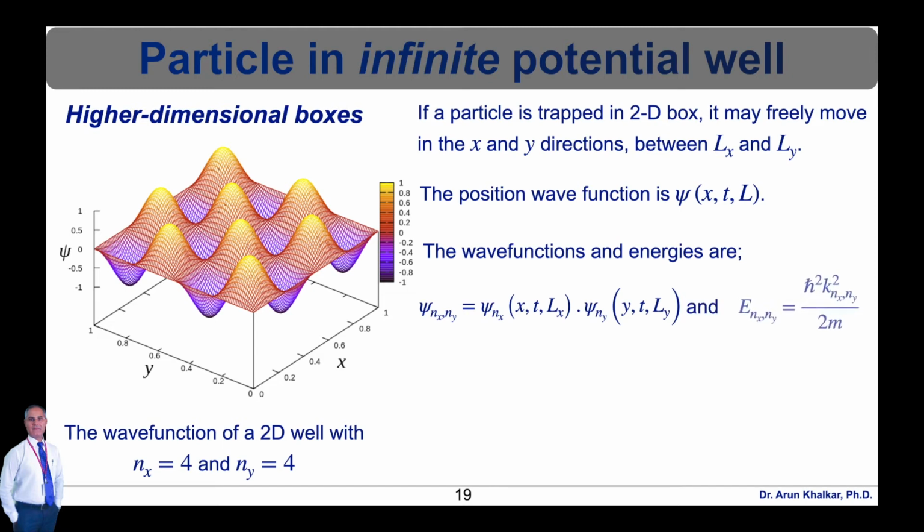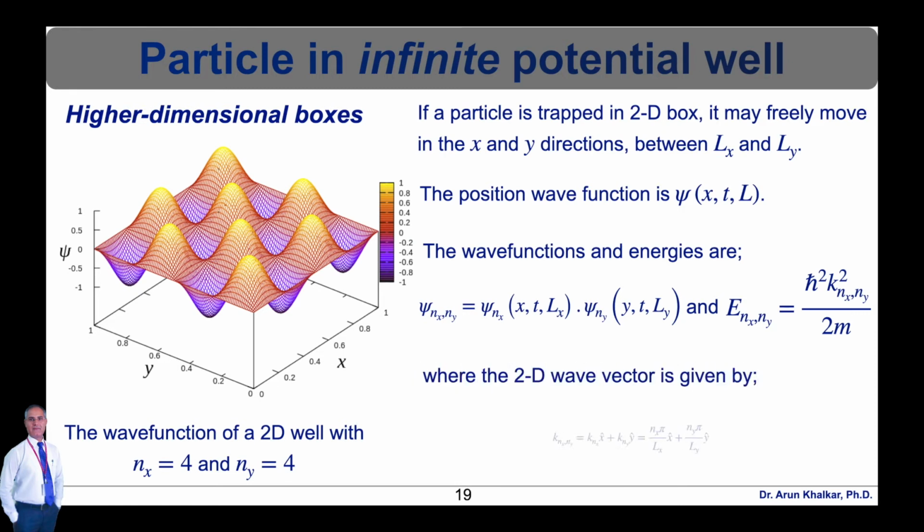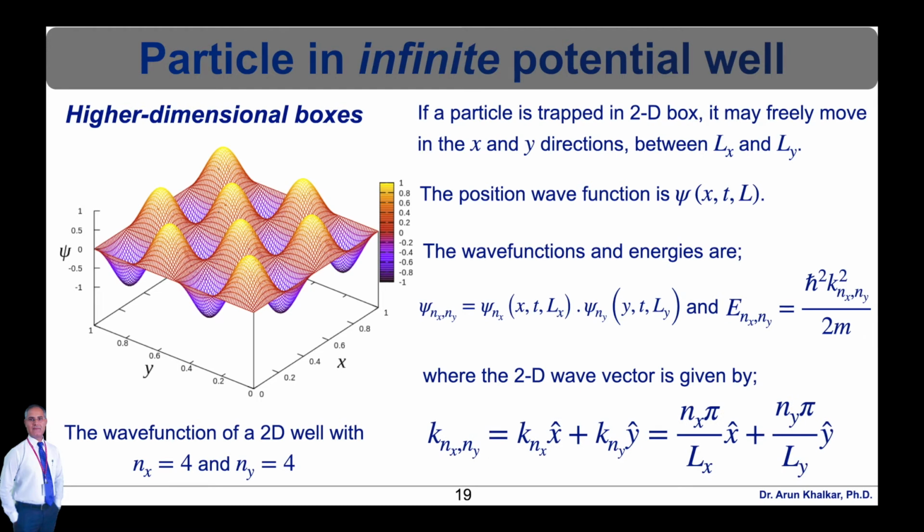Therefore, we can write the energy equation. E of nx, ny is equal to ħ² k² of nx, ny divided by 2m, where the two-dimensional wave vector is given by k_nx,ny = k_nx x̂ + k_ny ŷ, which is equal to nxπ upon Lx x̂ plus nyπ upon Ly ŷ. Therefore, the wave function of a two-dimensional well with nx equal to 4 and ny equal to 4 is shown in this diagram, which is the higher dimensional box. So this is all about the particle in an infinite potential well.